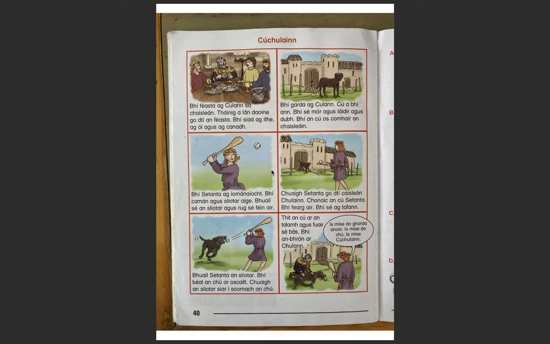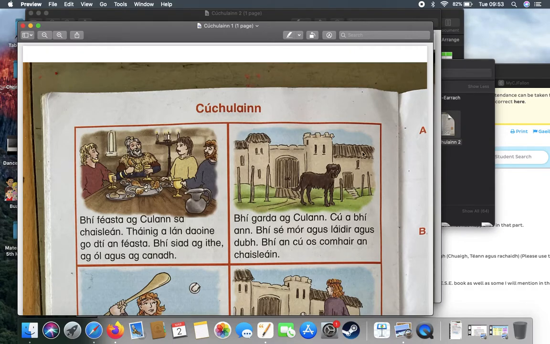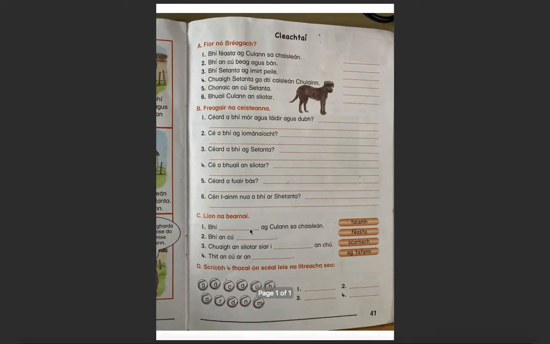So we are doing again the story of Cuchulainn. You're going to read the story of Cuchulainn, practicing it. It's in the past tense, it's in the Aimsir Chaite. And we're going to do parts C and D.